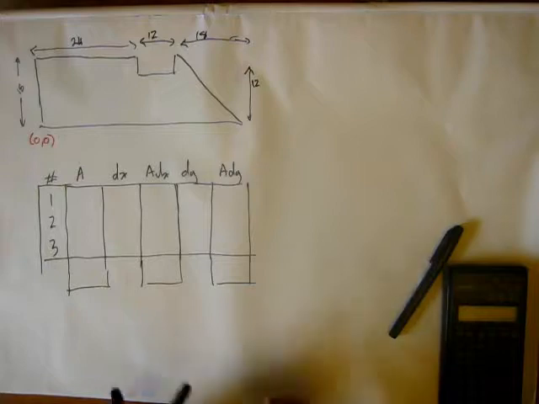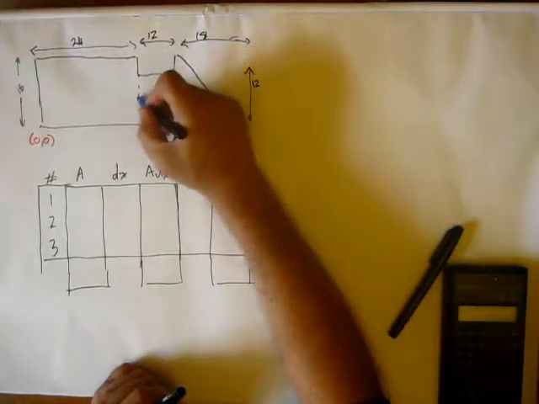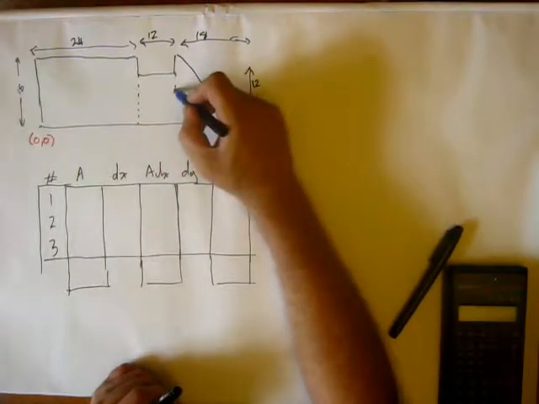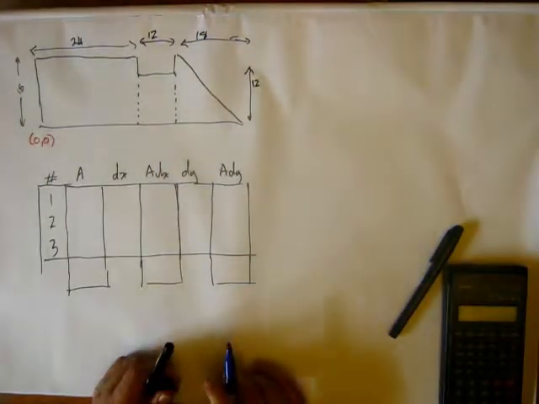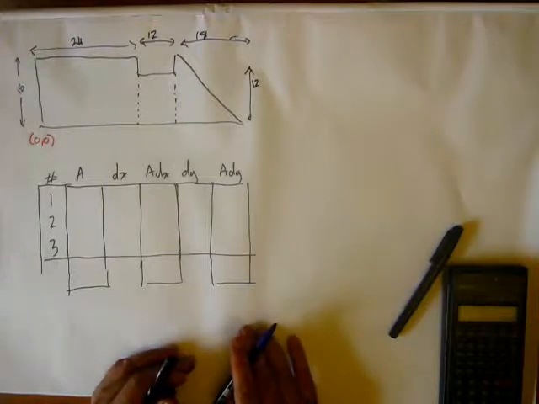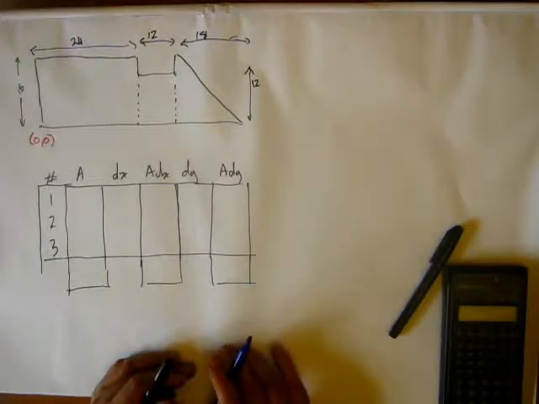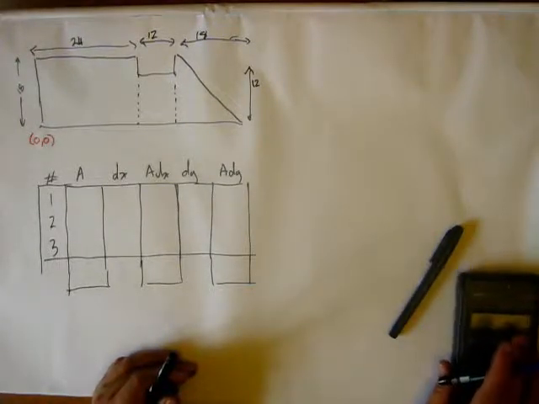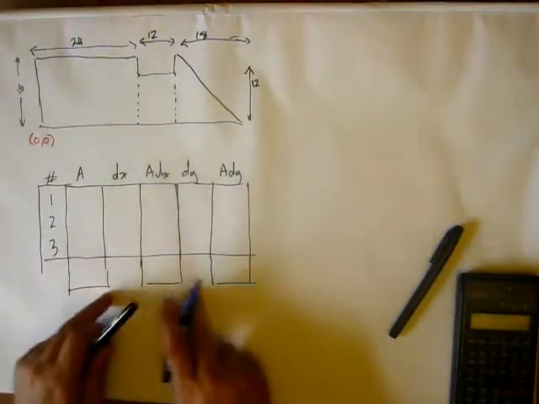Then what we did was break the shape into simpler shapes. That was step 2. So I'll basically break this up into 2 rectangles and a triangle. Step 3 was let's make a table. Done that.